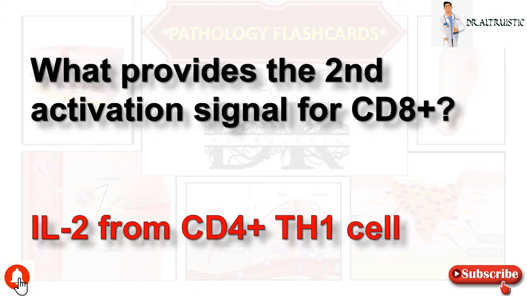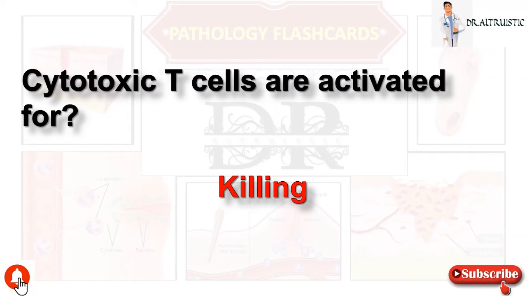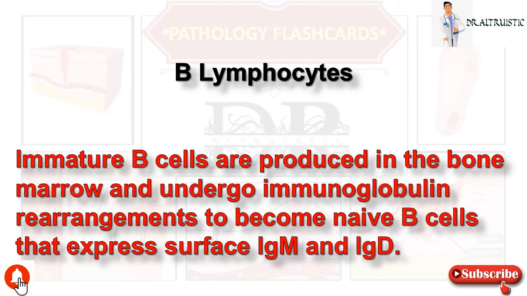What provides the second activation signal for CD8+? IL-2 from CD4+ Th1 cell. Cytotoxic T cells are activated for killing. B lymphocytes: immature B cells are produced in the bone marrow and undergo immunoglobulin rearrangements to become naive B cells that express surface IgM and IgD.